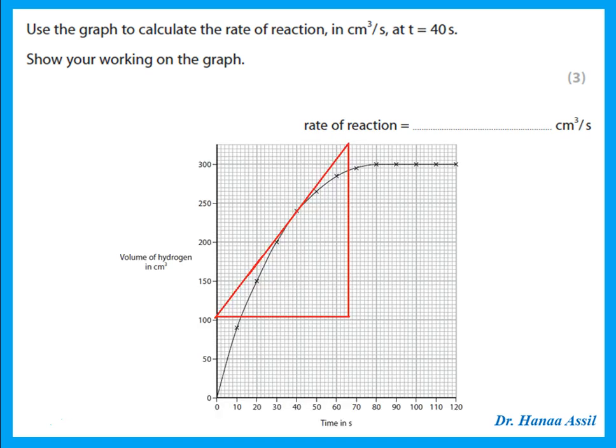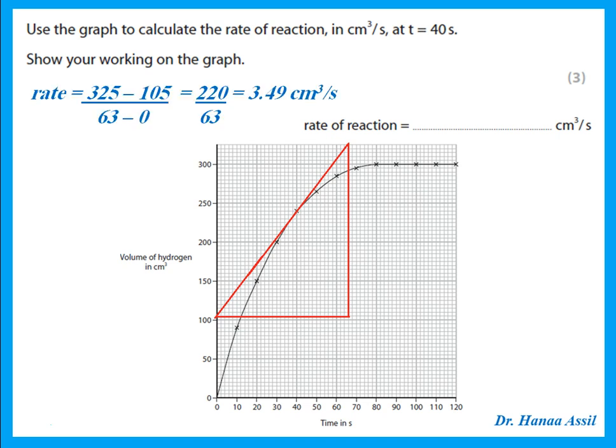Remember, at time 40, can you see where time 40 is? You go up to the graph. In order to get the rate, we need to draw a tangent to the graph at that point. Do we understand that? The rate is the volume per second. But in order to get the volume per second, we draw a tangent and we do the change in y-axis over the change in x-axis.